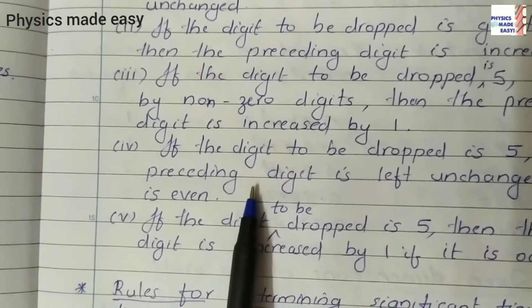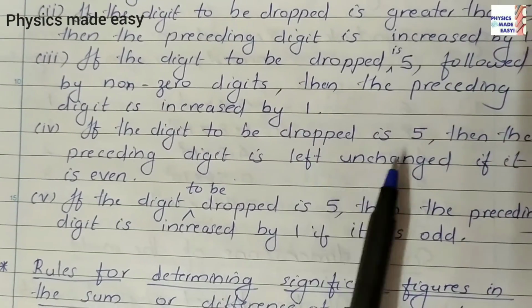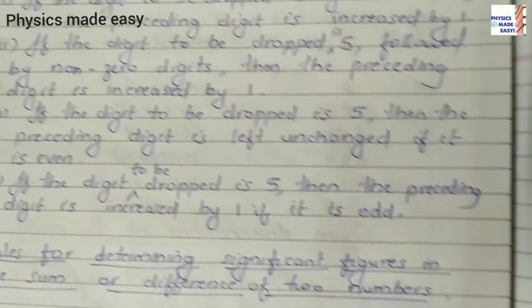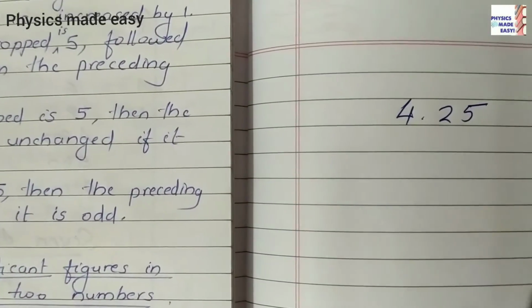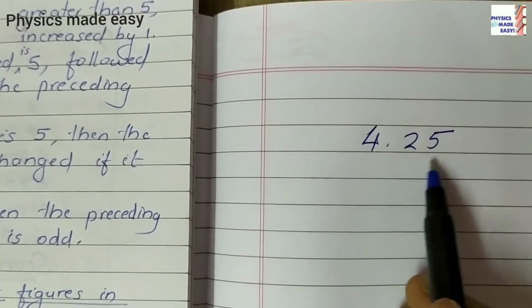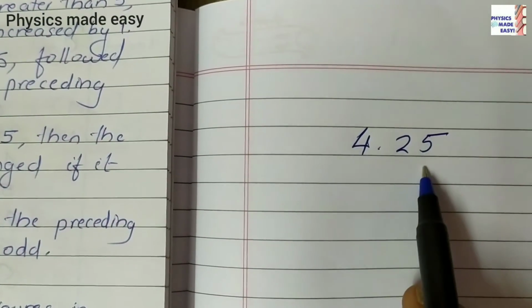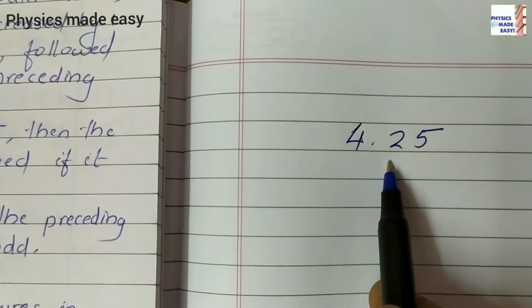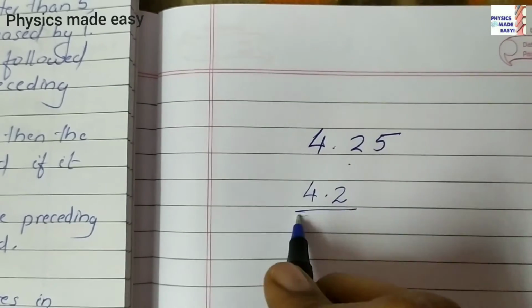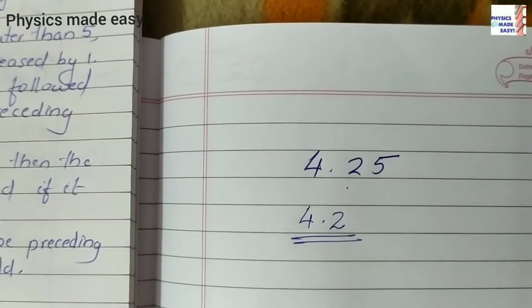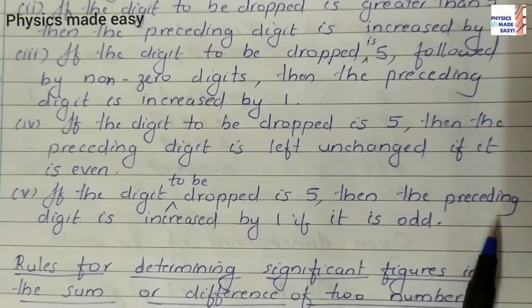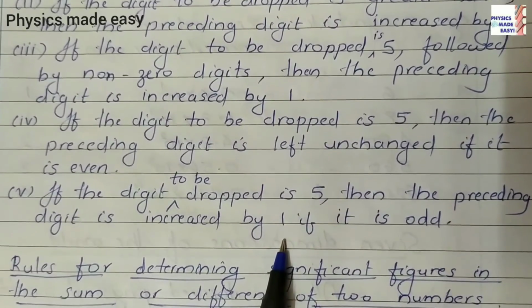Okay. If the digit to be dropped is 5, then the preceding digit is left unchanged if it is even. Here you can see 4.25 is written there. Here no other non-zero digits there. After this 5 you can see only 4.25. If you want to drop this 5, that preceding number is an even number, so you can write 4.2. No need to make any changes there, just drop that 5. 4.2.